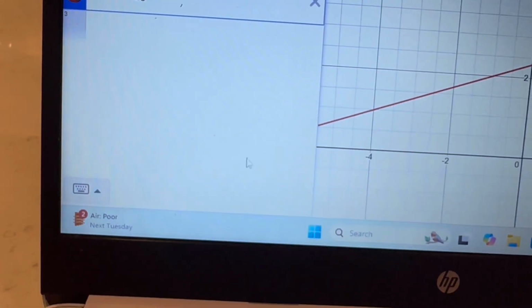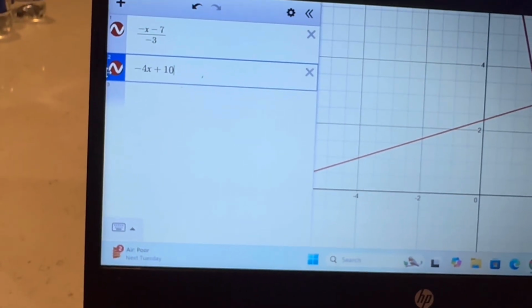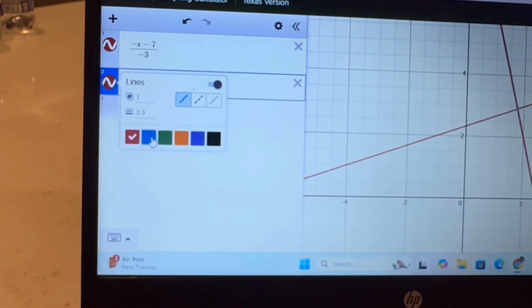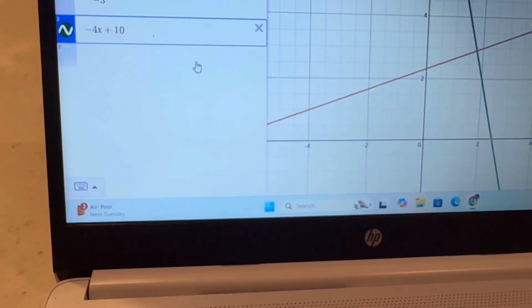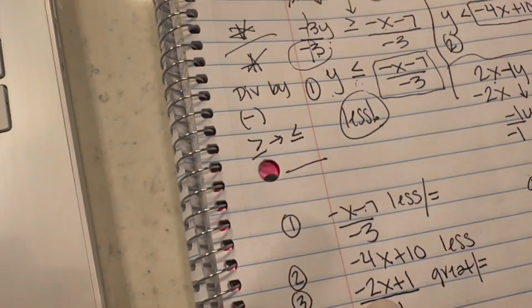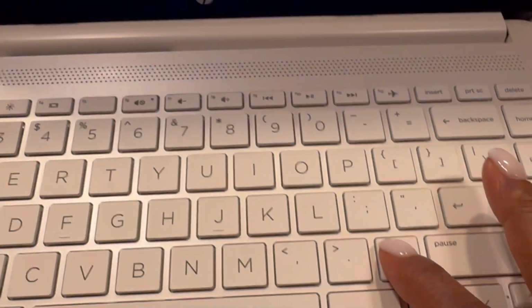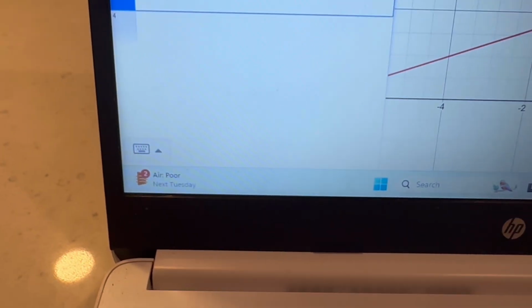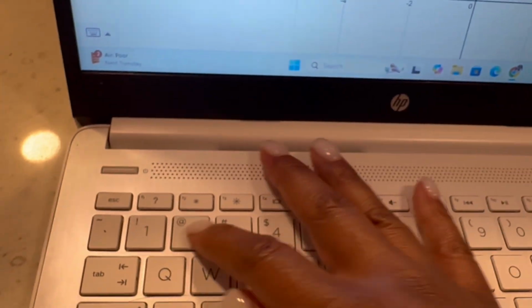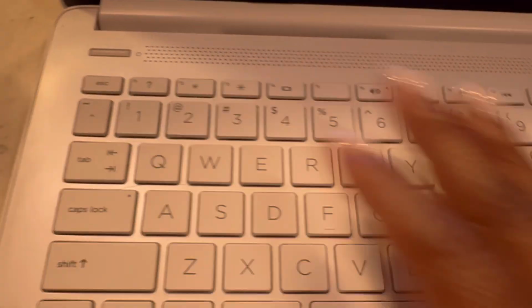-4x plus 10. Double check your entries, you guys. Hold on to the red. Make this one green. All right, -2x, there's a fraction bar. Click it right here. -2x plus 1, -1. Double check.